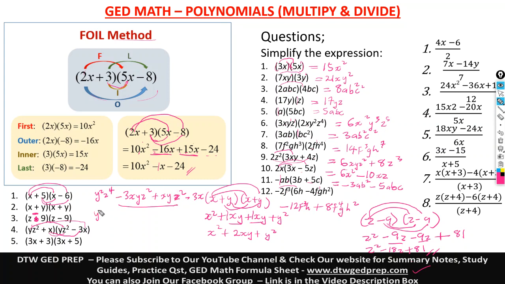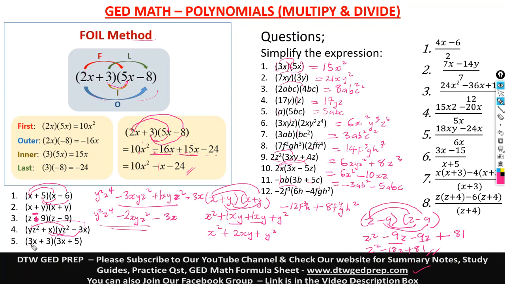So we have y squared z to the 4. This is a negative 3 and a positive 1 here. Okay, so negative 3, positive 1, we are subtracting, and the sign will take the sign of the bigger number. So 3 minus 1 is 2. So that's minus 2xyz squared minus 3x. This is our answer. Okay? So you can see we multiply, then simplify.